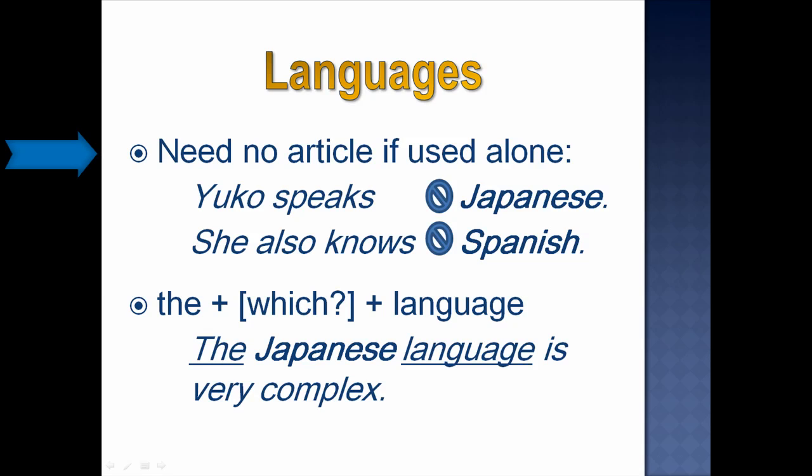Languages need no article if used alone. For example, Yuko speaks Japanese. She also knows Spanish. We use a 0 article, no article, before Japanese and Spanish. This is the most common pattern, especially after verbs like speak, know, understand. However, if you use the word language, then we use the definite article, as in, the Japanese language is very complex.